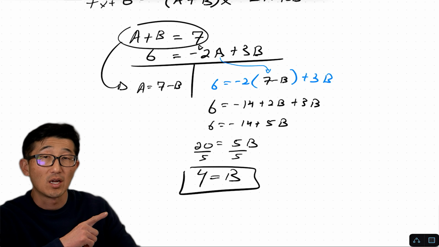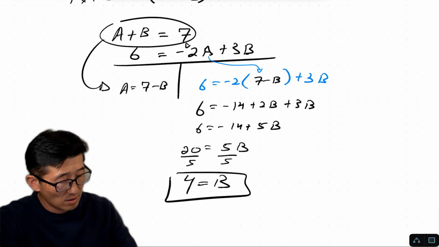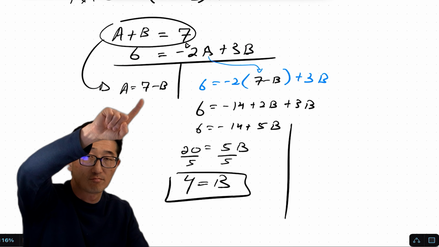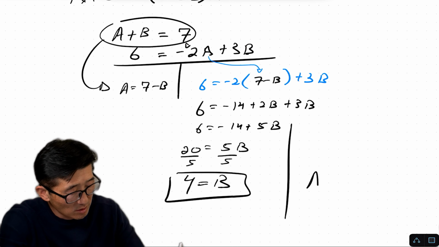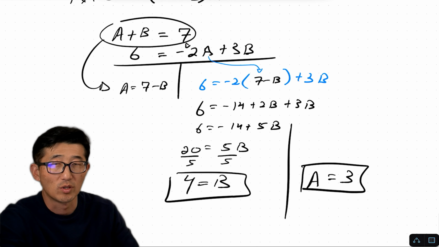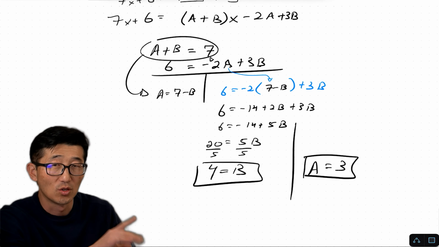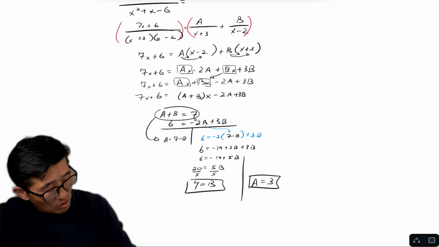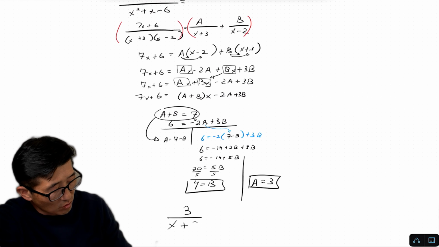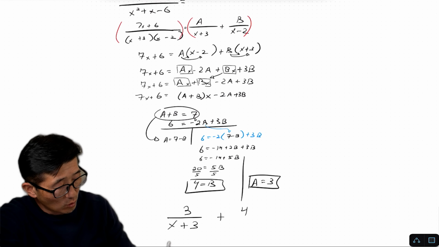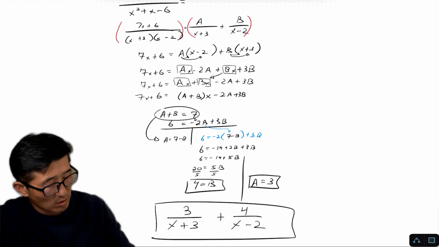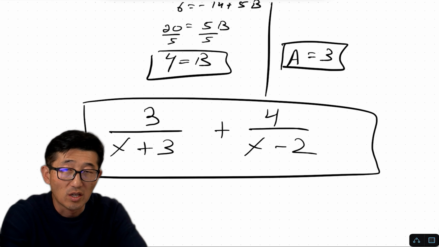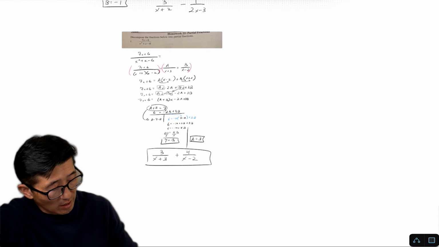Easy. Okay, now how do we find A? Plug 4 into B, so that's 7 minus 4, which equals 3. So A equals 3. All right, do we leave it like this? No, you have to go back to your original setup and plug it in. So this would be 3 over x plus 3, and this would be 4 over x minus 2. There, that's your final answer. Are you getting the hang of it? Yeah.